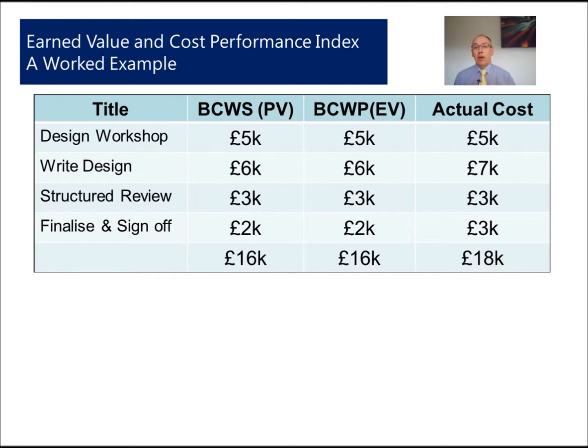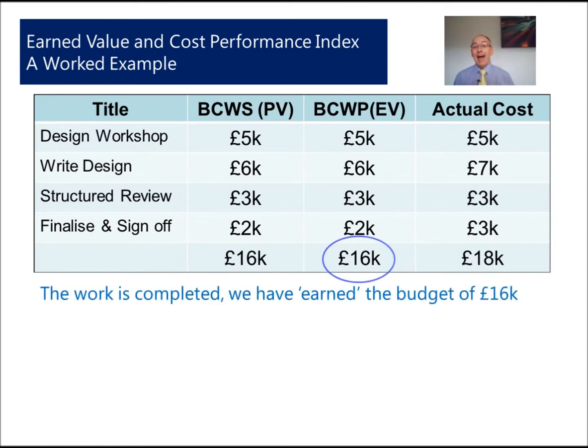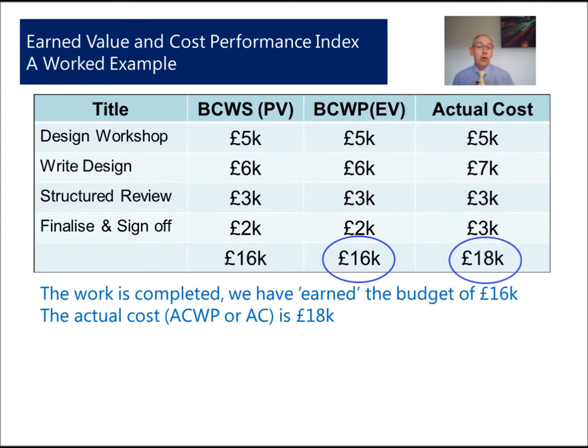So we've completed the design work. We had our budgeted cost of work scheduled. That was our planned value. We've actually got our earned value, and as we complete the work, we earn the budget. But we've also looked at what's our actual cost. And what we're interested in is how much did it actually cost us to do that work. And if you look at the table, you'll see that it cost us £18,000, but we only had a budget of £16,000. Now the Cost Performance Index is important because we will use this algorithm to calculate the CPI metric.